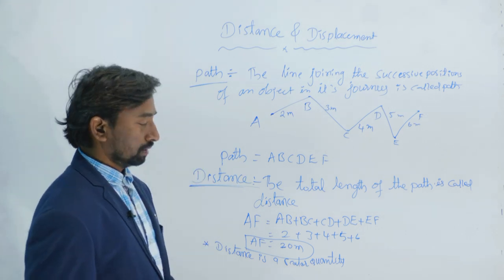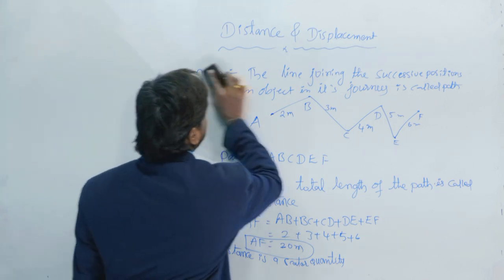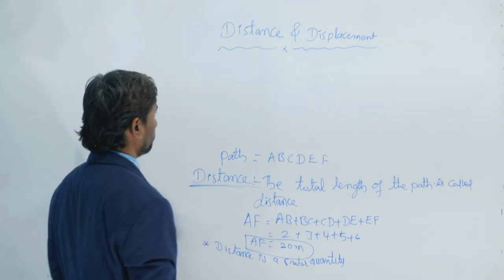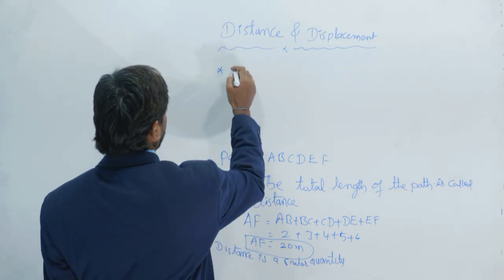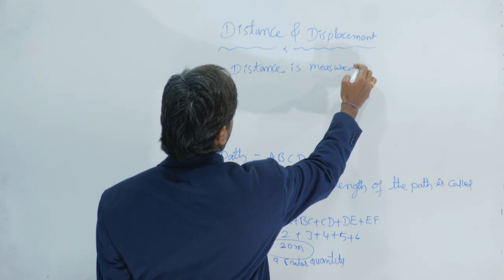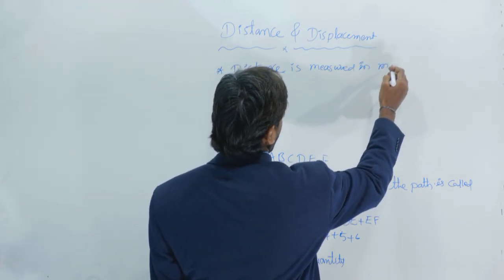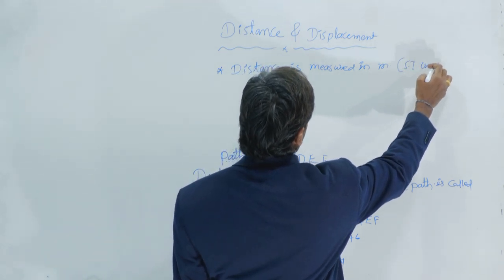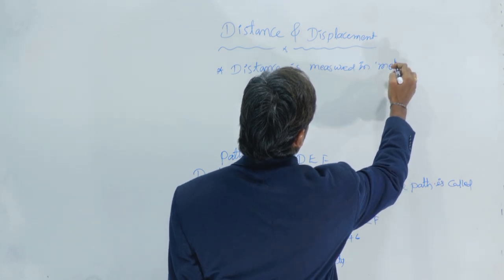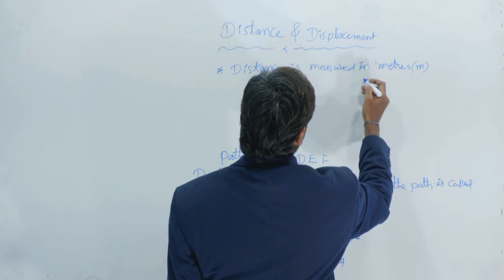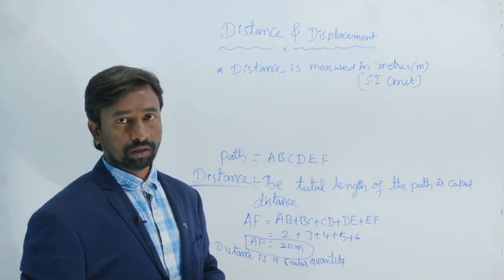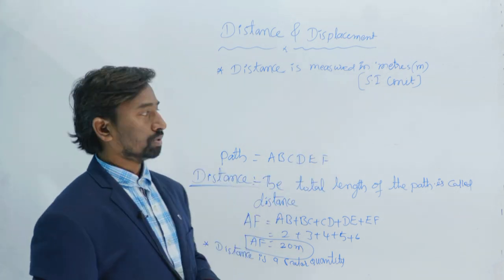Okay, this first one is completed. Next points I'll write at the top here. Next we can write the next point about the distance. Distance is measured in meters, which is the SI unit. The symbol is m, for meter. SI unit is nothing but what we learned in the first chapter: the International System of Units.